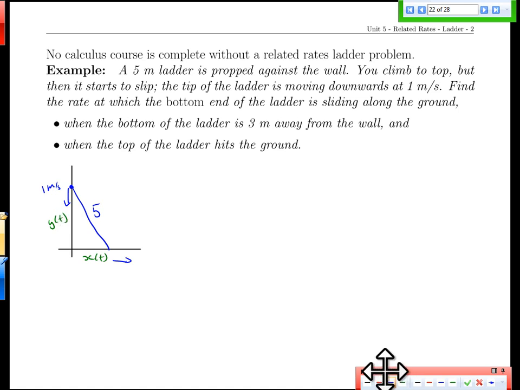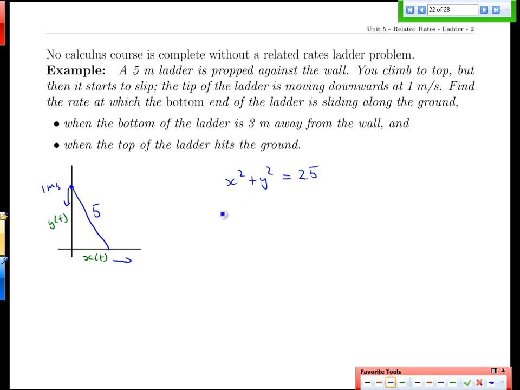And once again, like our other example earlier, we can use Pythagoras to help present what's always true. The ladder is always 5 meters long, and so whatever the distance along the y side here is, how high the tip is, it's going to be balanced by how far away from the wall it is, using Pythagoras.